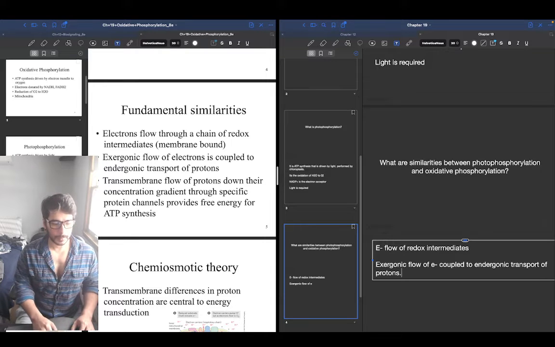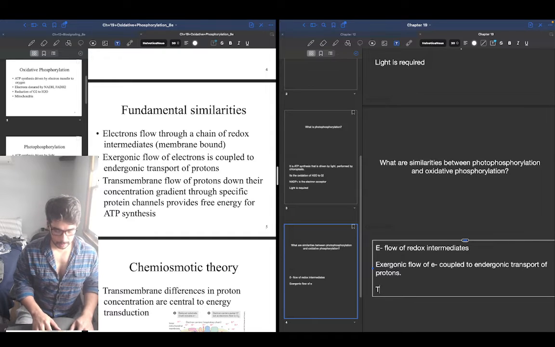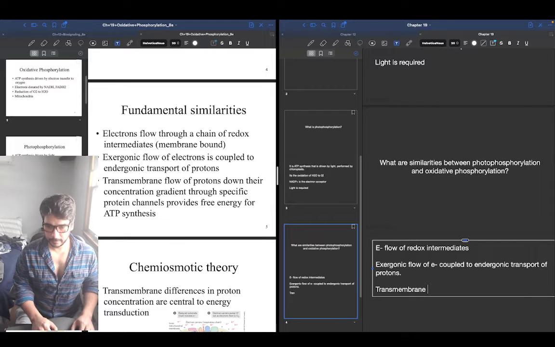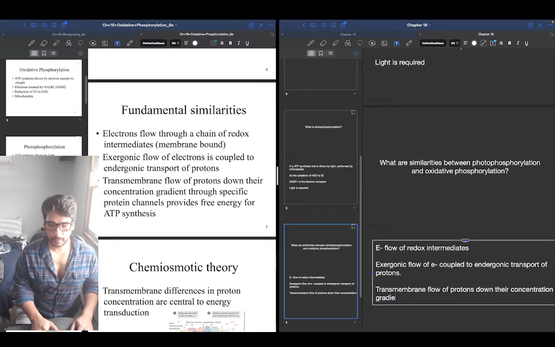Transmembrane flow of protons down their concentration gradient.